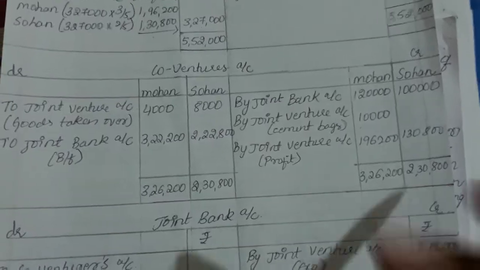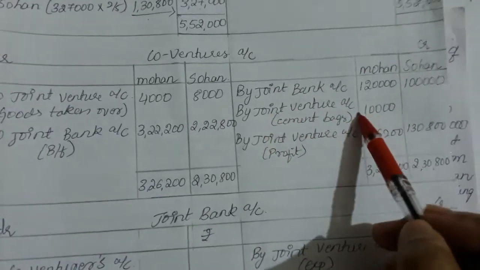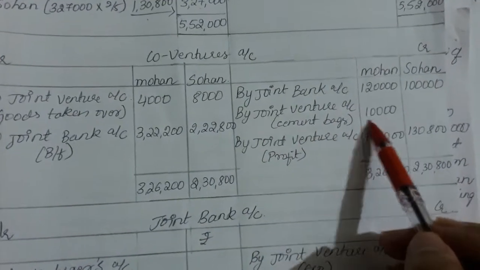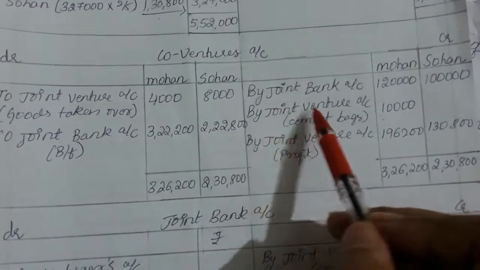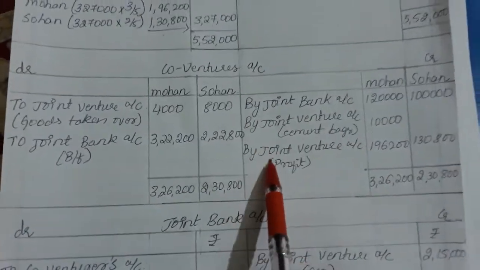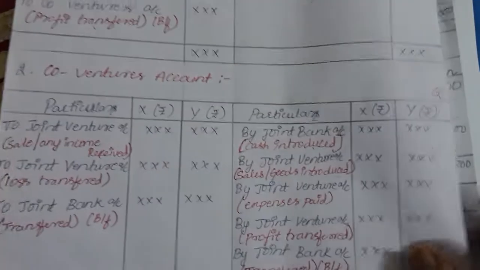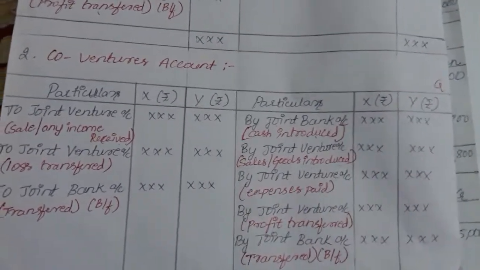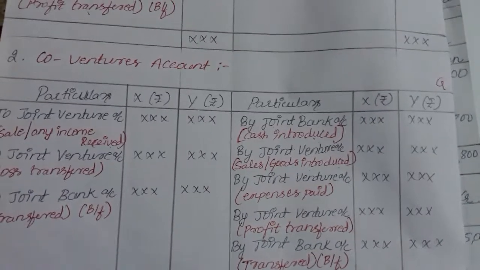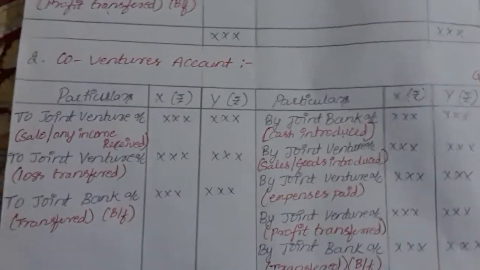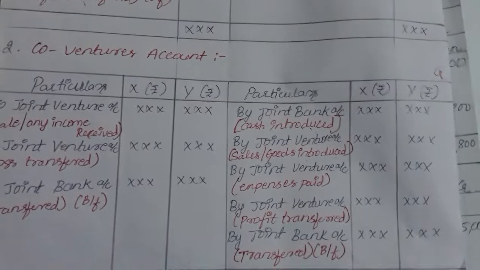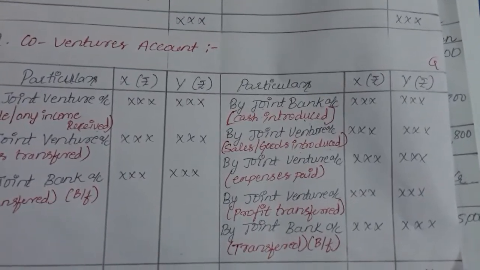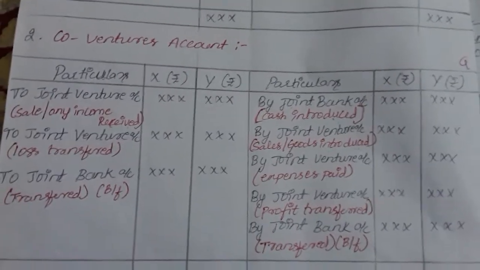So as you all know, Mohan has given the cement bags worth 10,000 for this joint venture. So that we need to record here, that is by joint ventures account 10,000. Next, if any expense has been paid by co-venturers from their own pocket, we are supposed to write it. In this question no co-venturer has paid any expenses from his own pocket, all the expenses have been paid by the joint bank account, so we need to enter that.